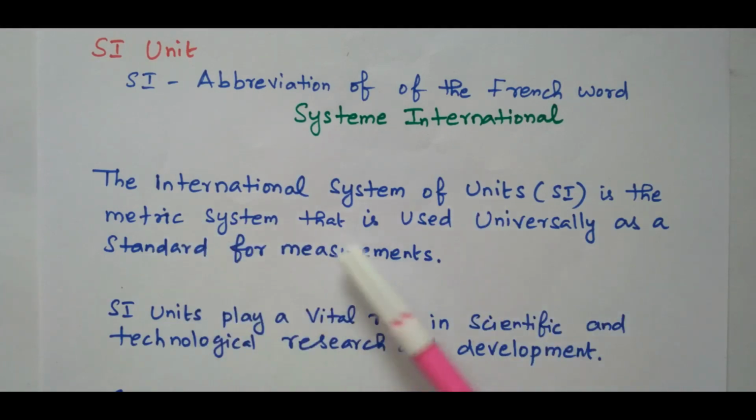It is the metric system that is used universally as a standard for measurements. In order to get uniformity over the entire universe, these SI units are defined. So everyone needs to use these SI units for representing the measurement. The SI unit plays a vital role in scientific and technological research and development. In order to have uniformity while going with any research and development, it will be very useful to go with uniform standards, uniform units.